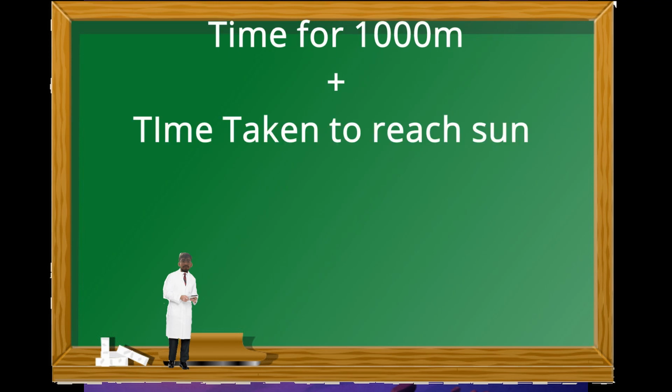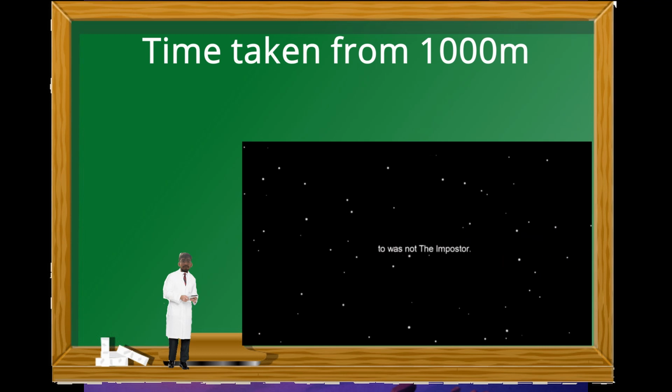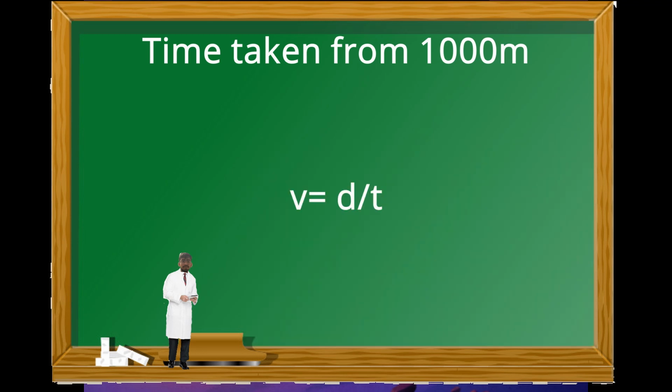Our final calculations will be how fast it's moving horizontally, and if it gets ejected from Earth, how long will it take for it to reach the Sun. From these videos, we can see that the character is moving at a constant velocity. Therefore, we can use v equals d over t. However, we don't have d or t.